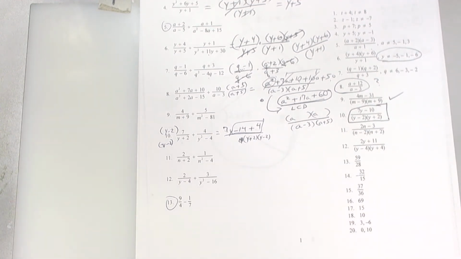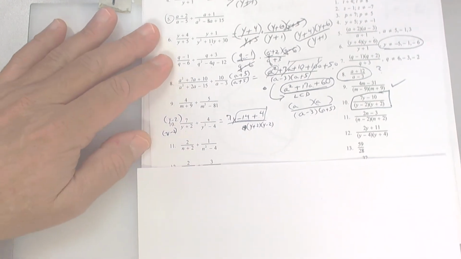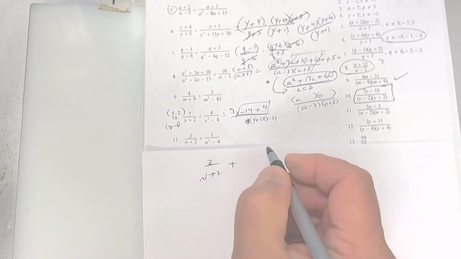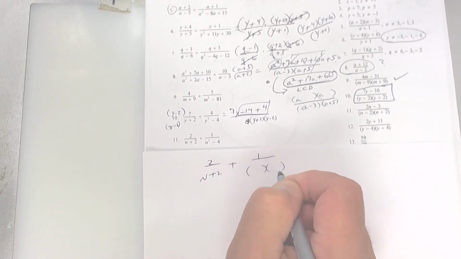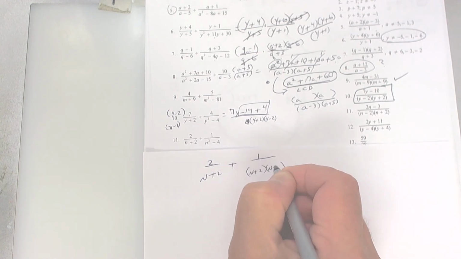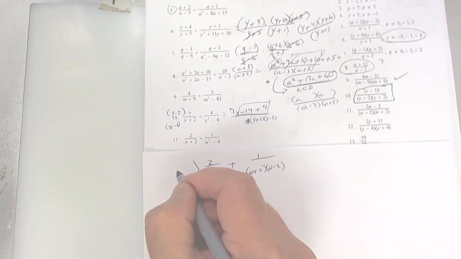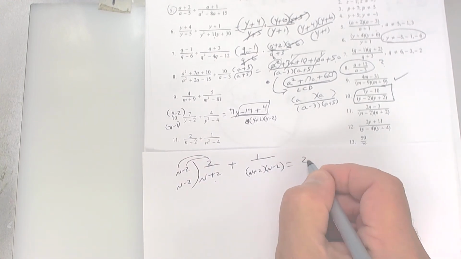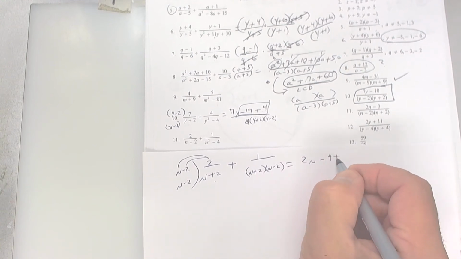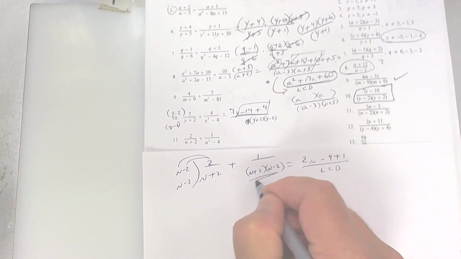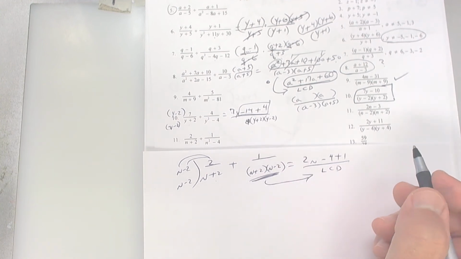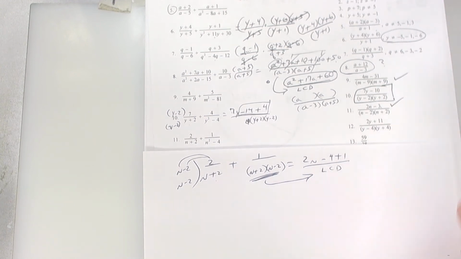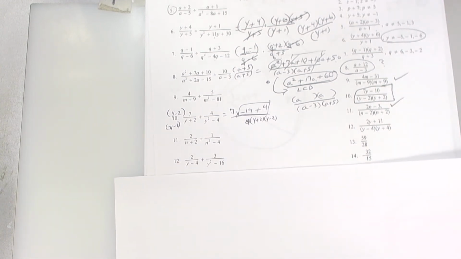Okay, let's keep moving. We get a new sheet of paper. Number 11, you're going to do the same way. All right, you're going to put 2 over n plus 2 plus, and then the bottom's going to factor. That's the difference of two squares. So that's n plus 2, n minus 2. This one's missing the n minus 2. So you want to multiply by n minus 2. That's going to give you 2n minus 4 plus 1 all over your least common denominator, which is all of that. You can rewrite it if you want. This looks like 2n minus 3. And there it is right there, 2n minus 3. We got that one.